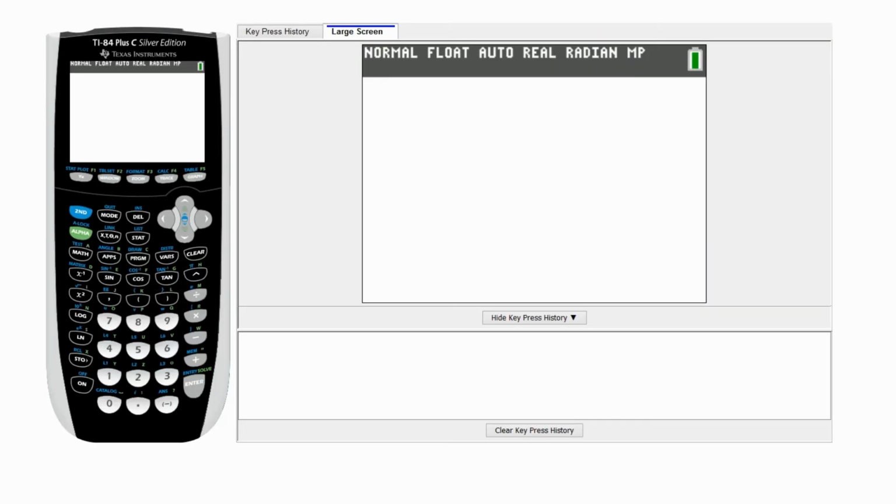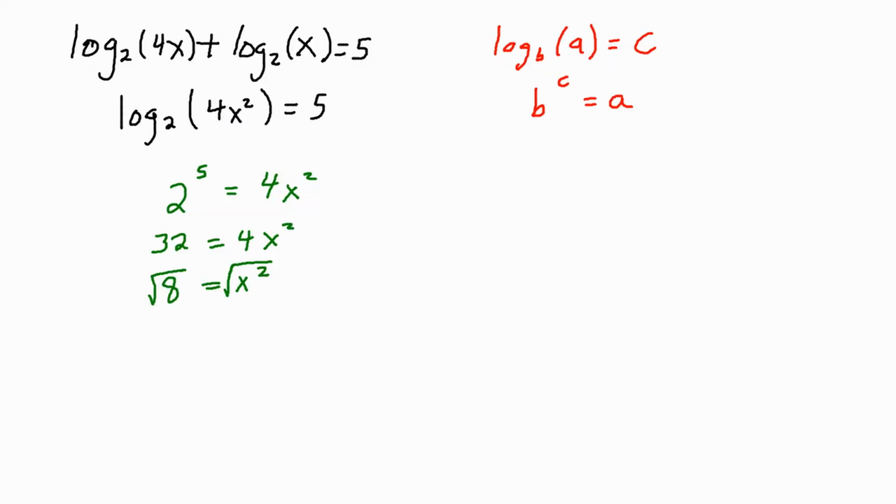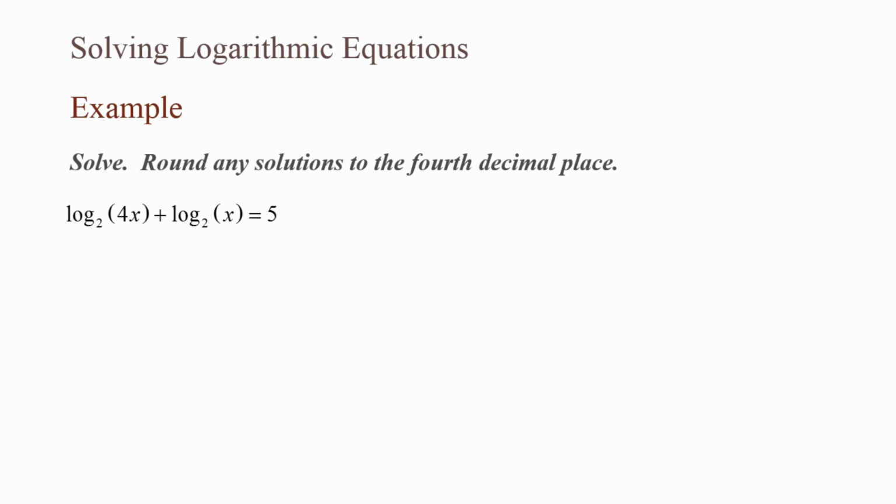Calculating. I have the square root of x squared, and the square root of 8 gives me 2.8284. 2.8284 equals x. So x equals 2.8284.